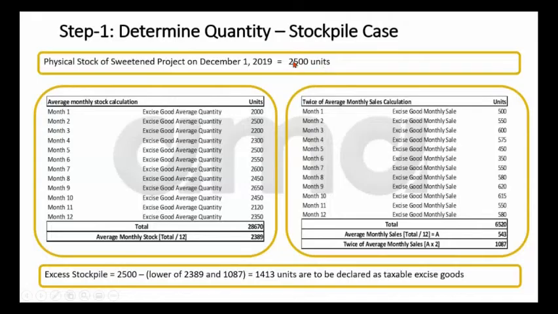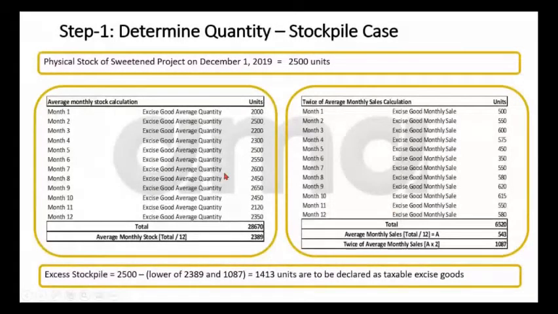Okay. Now, this is one quantity. We have to compare three quantities. So this is the first quantity, the physical stock on this date. Now, there are two quantities we have to obtain: the 12 months average stock and twice the average monthly sales.